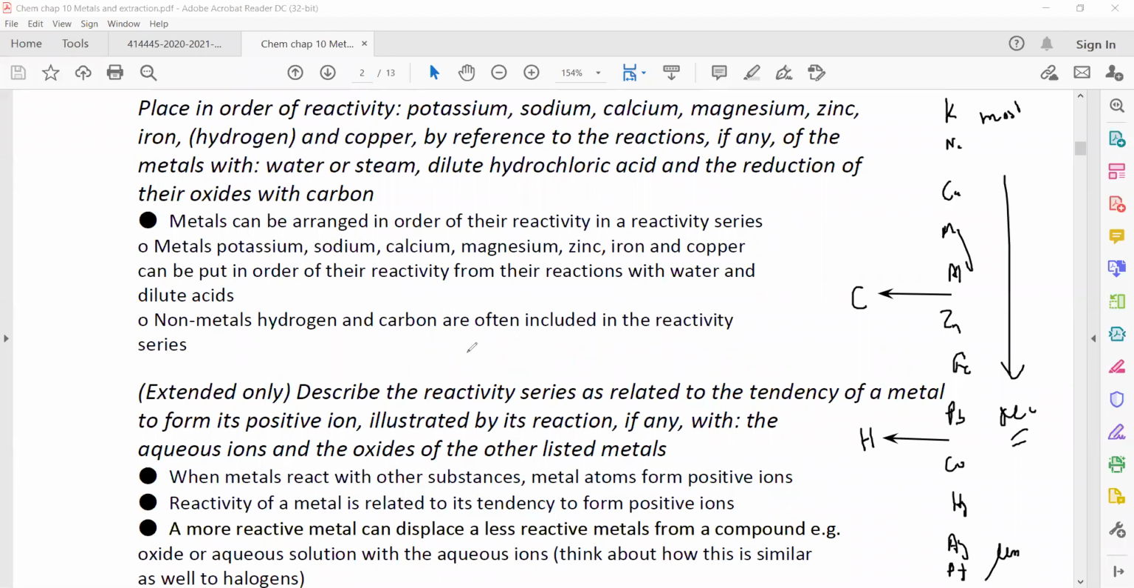So if we have, say, zinc oxide and we use magnesium, magnesium is more reactive, so magnesium will displace the zinc. As a result, it will form magnesium oxide plus zinc metal. So always the more reactive metal displaces the less reactive metal from its compound.